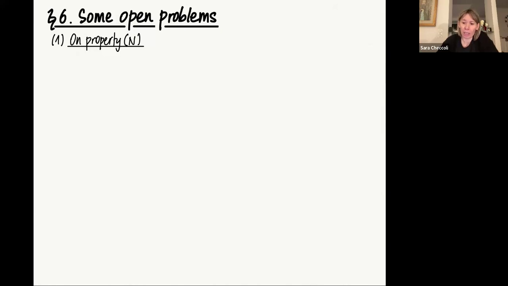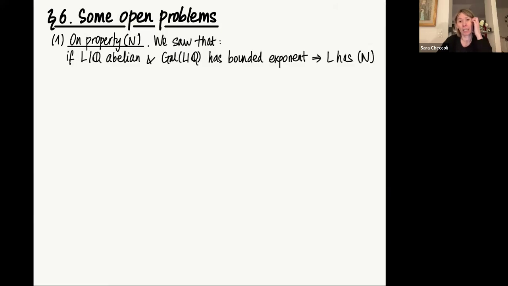So this is a quite old problem now. This originated in the paper of Bombieri and Zannier. What we saw is that Q^ab has the Northcott property; this can be rephrased by saying that, as we saw, abelian extensions of Q with Galois group of bounded exponent have property N. And now, okay, the question is, can we remove some of these hypotheses?